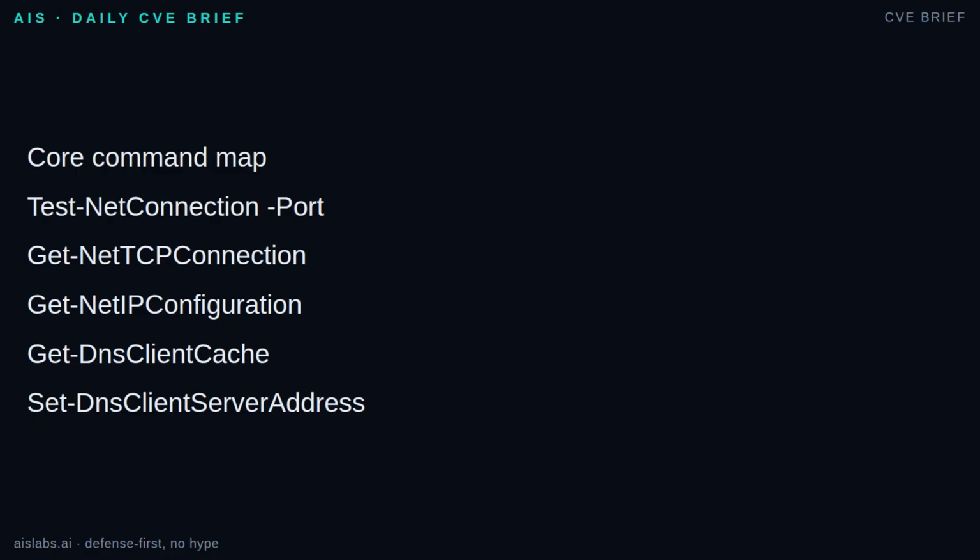Get-NetIPConfiguration gives the everyday ipconfig /all view: interface, address, gateway, DNS. Get-DnsClientCache shows cached names, record types, data, and time to live. For controlled changes, Set-DnsClientServerAddress sets DNS servers by interface alias or index.